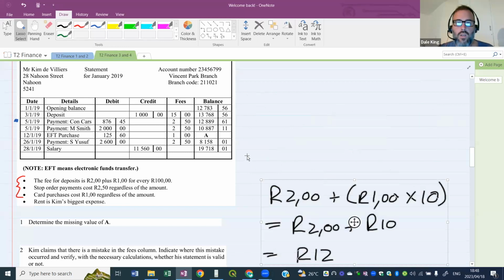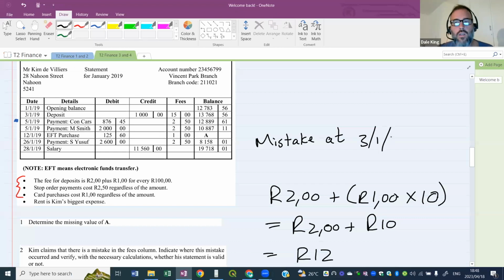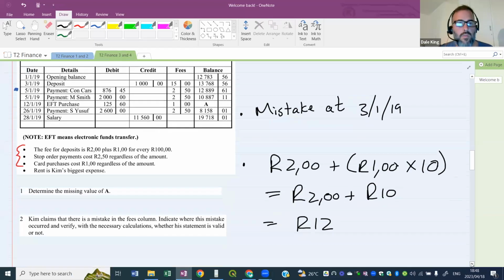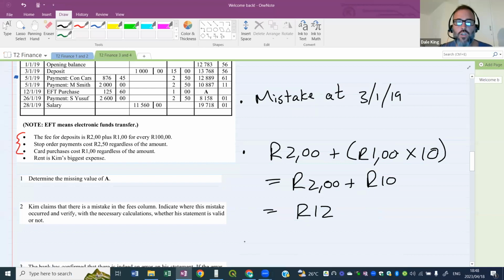So there's the answer. They say, number 1, indicate where this mistake occurred. So we can say a mistake at 3rd of January 19. So that's where the mistake occurred. That's the first thing. The second is verify with calculations whether the statement is valid or not. So we've done the calculation. Their statement is 15 Rand. We've checked it. It should be 12. So 15 Rand fee is invalid or incorrect. You can say invalid or incorrect.